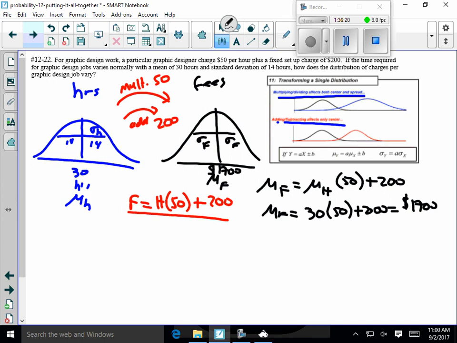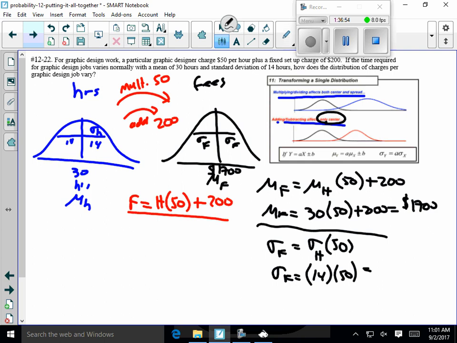Okay, the standard deviation for the fees is going to be the standard deviation for the hours, but multiplied by the 50, because multiplying affects both center and spread. But the adding affects only center, and since the standard deviation is not a measure of center, the plus 200 will not affect this number. So we're only going to do the multiplying part. The old standard deviation was 14, so the new standard deviation will be $700. So the standard deviation of jobs in terms of money will be 700.